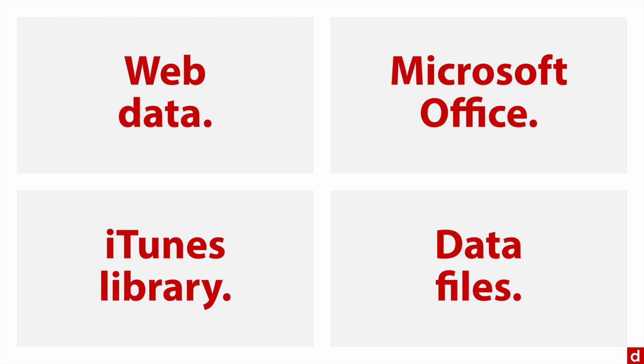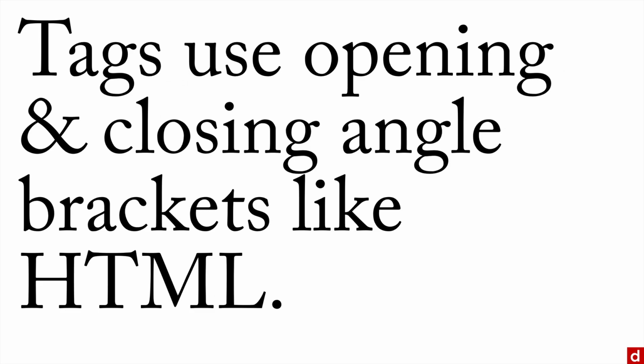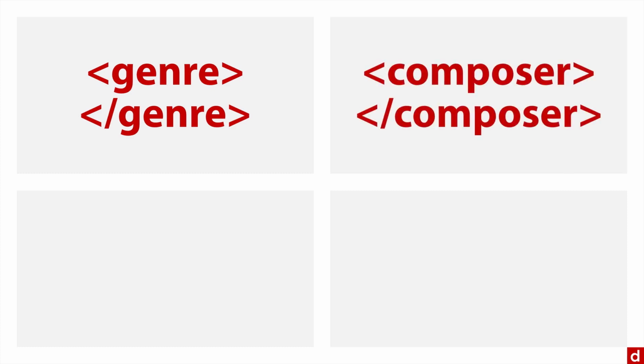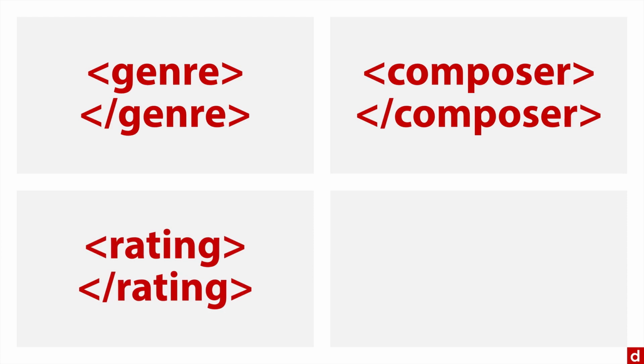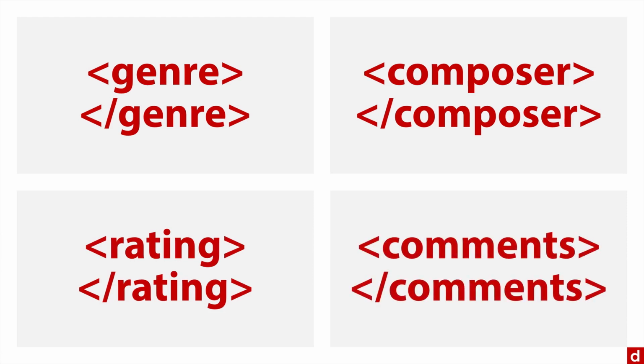And for XML, tags use opening and closing angle brackets just like HTML did. Again, the major difference is that you're free to define the tags however you want. So for instance, thinking about iTunes, you can define a tag that's genre, and you have the angle brackets and genre to begin that information, and then you have the angle brackets with the backslash to let it know you're done with that piece of information. Or you can do it for composer, or for rating, or for comments. And you can create any tags you want, and you put the information in between those two things.